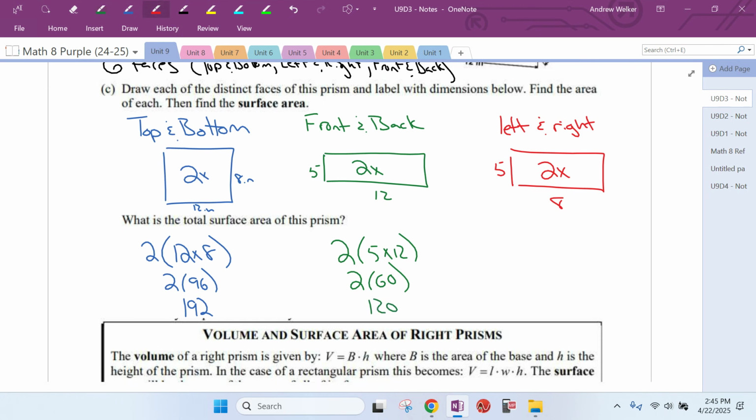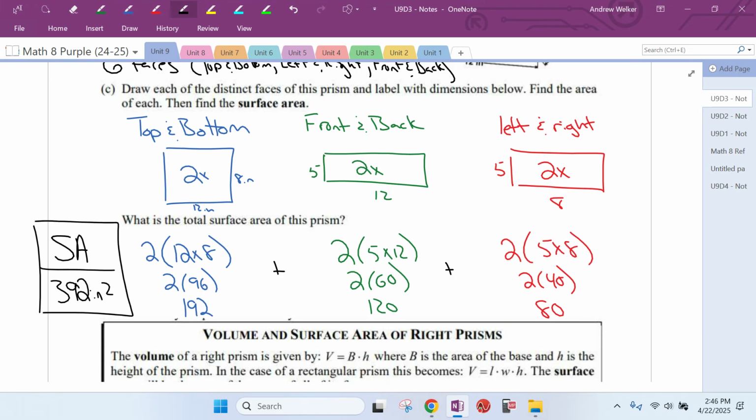And then last but not least, I have the left and right sides. And the area of each one would be 5 times 8. So that's 40. 2 times 40 is 80. So now the entire surface area is adding all of these together. So I've got to add 120 and 80. That gives me 200. Throw in 192 on top of that. We end up with 392 inches squared. So lots of little things there, right?